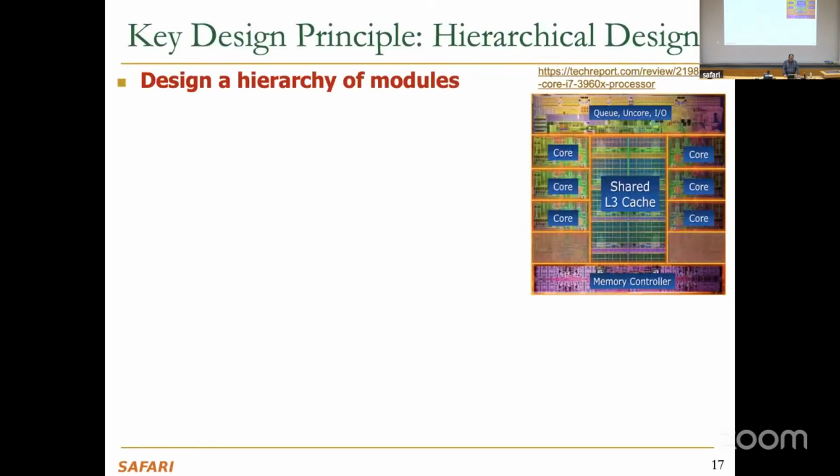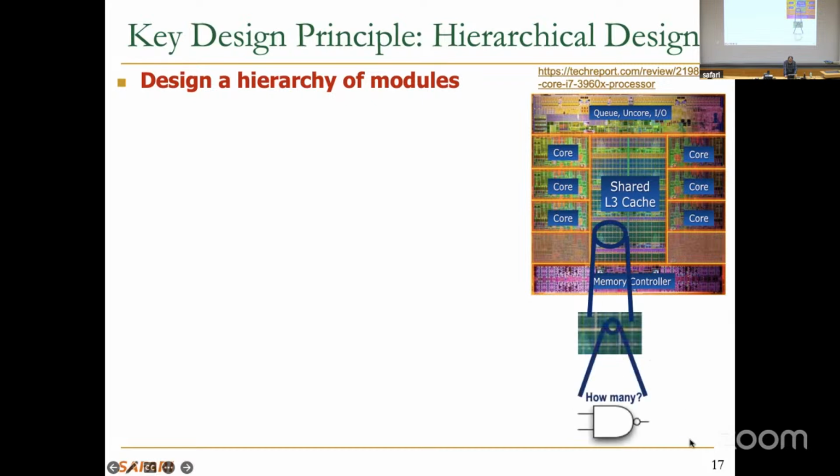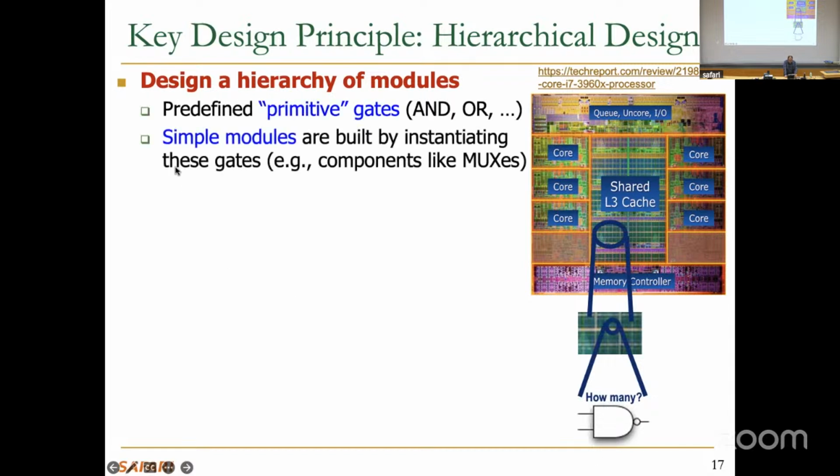So with HDLs, we have some key design principles that we should consider. We have hierarchical design, where we always need to design a hierarchy of modules for our system. In a complex circuit, you can see that there are many blocks, but each block can be structured from many gates. We use some predefined gates, which we call primitive gates, like AND and OR. These are the leaves in your hierarchical design that you don't need to go below.